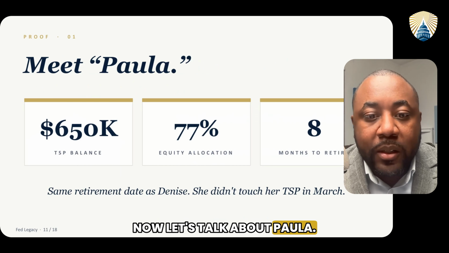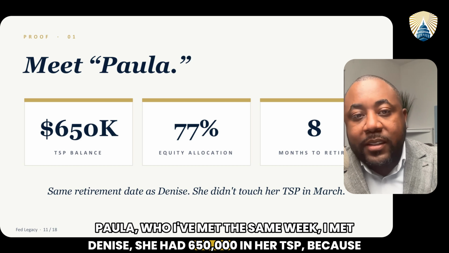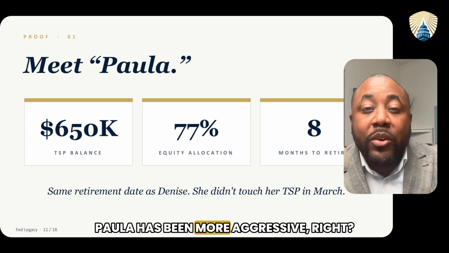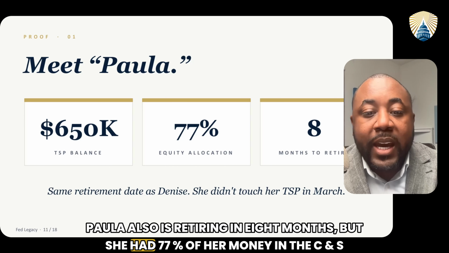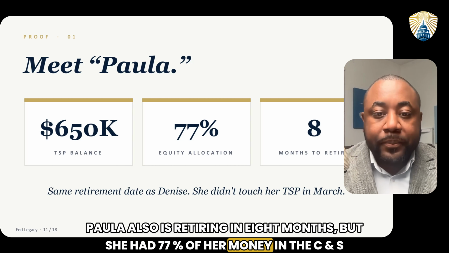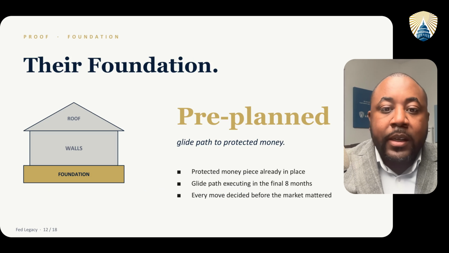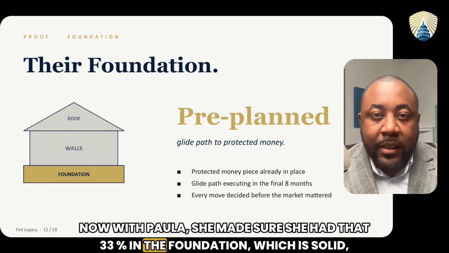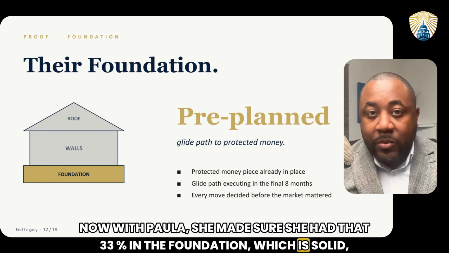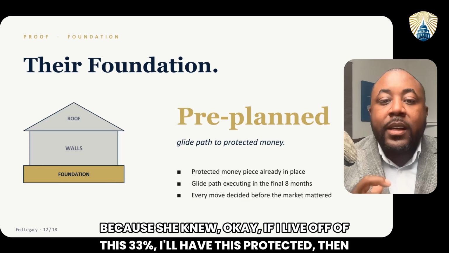Now let's talk about Paula. Paula, who I met the same week I met Denise. She had $650,000 in her TSP because Paula has been more aggressive, right? Paula also is retiring in 8 months, but she had 77% of her money in the C and S fund. She had 33% in the G. Now, with Paula, she made sure she had that 33% in the foundation, which is solid, right? Because she knew, okay, if I live off of this 33%, I'll have this protected, then I'm good, right?